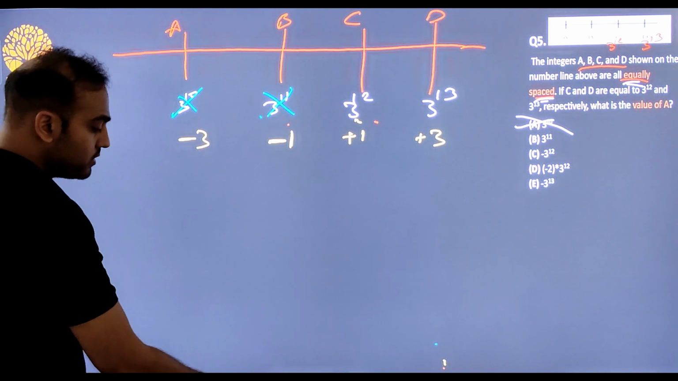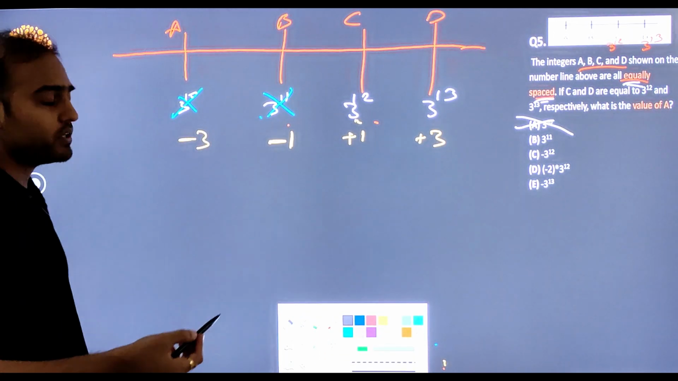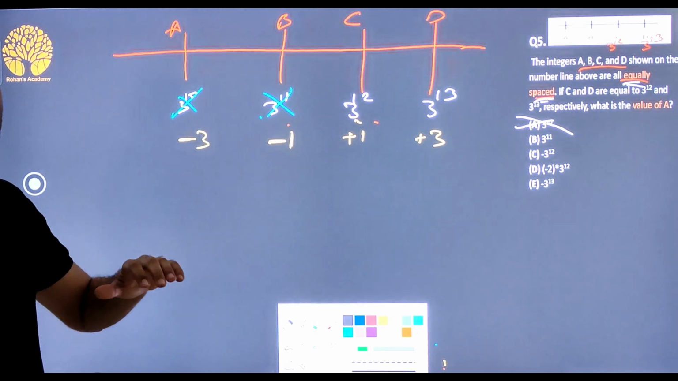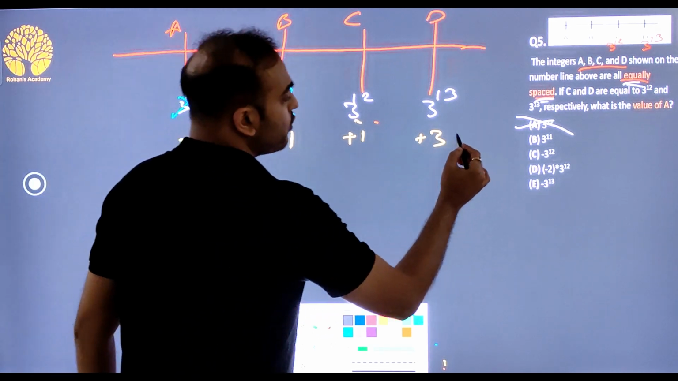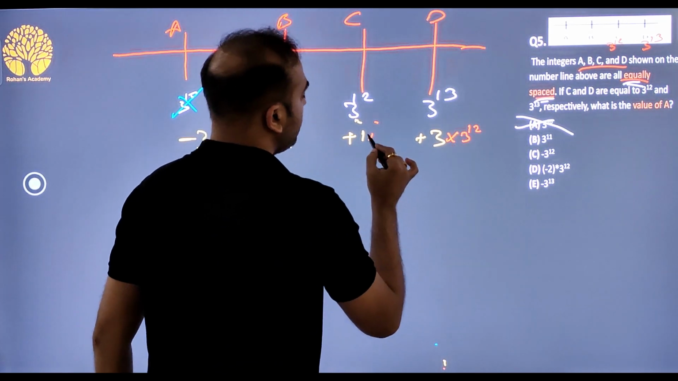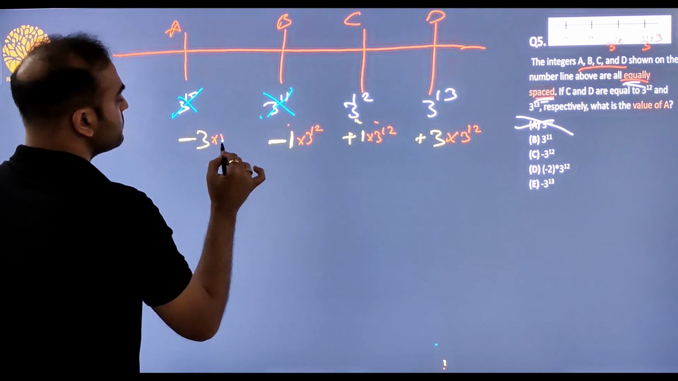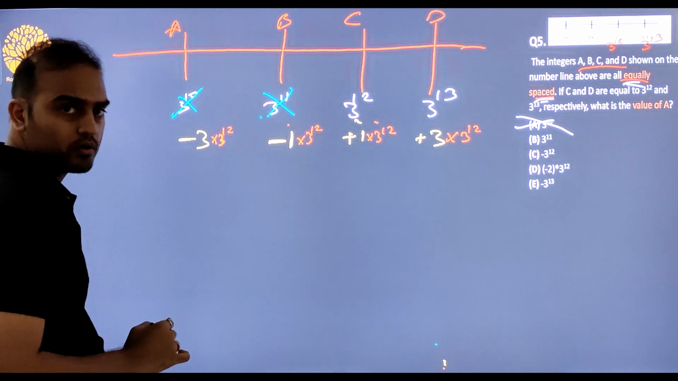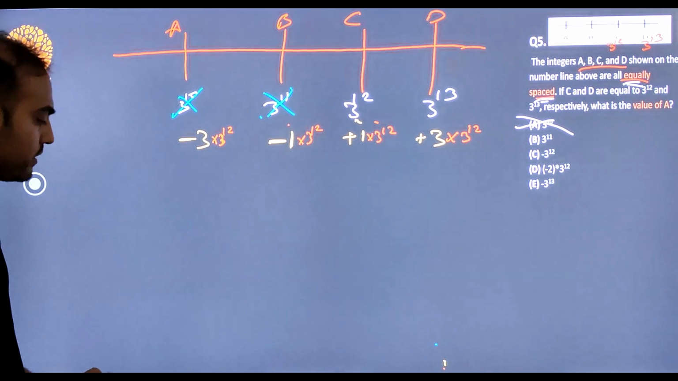But this cannot be my answer. Why? Because I have divided everything by 3 power 12. So in order to bring the values back to their original value, I go back and multiply each term by 3 power 12 again.